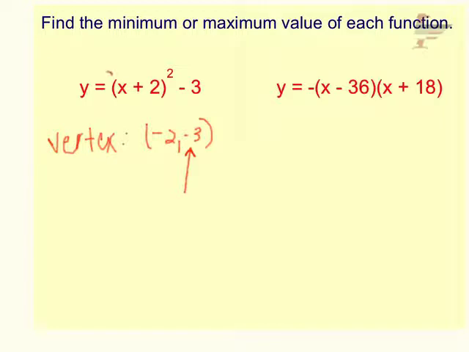We want to know if this graph is opening up or down. That a value is going to be a positive 1, which means our graph is opening up, which means it's got a lowest point or a minimum. So the minimum value is negative 3. So again, you just want to find the vertex, pull out the y value, determine if your graph is opening up or down to see if it's a max or min.